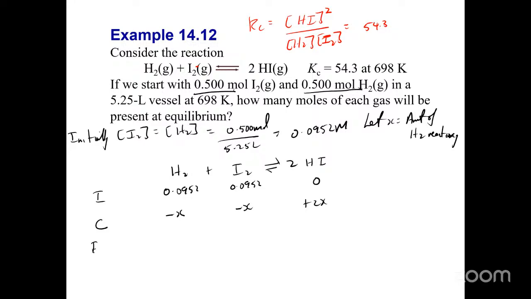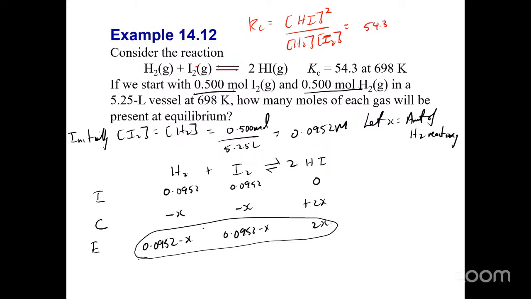So at equilibrium, we can write down expressions for each of these terms by simply adding this line to this line. For the H2, it is 0.0952 minus X. Here, you're going to have 0.0952 minus X, and here you're going to have 2X. So these are the equilibrium expressions for all the substances involved in the reaction. And what we can do from here is plug each of these terms into the Kc expression right here.